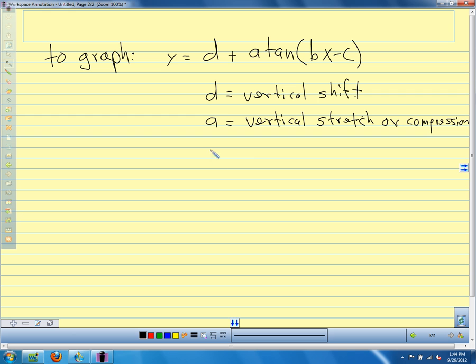Our period is pi over b. So rather than 2 pi over b, because the period of the tangent function is pi, our period is going to be pi over b. And our horizontal shift, just like our other functions, is c over b units. We factor out the b to figure out our horizontal shift. So this is what this information tells us about our graph.